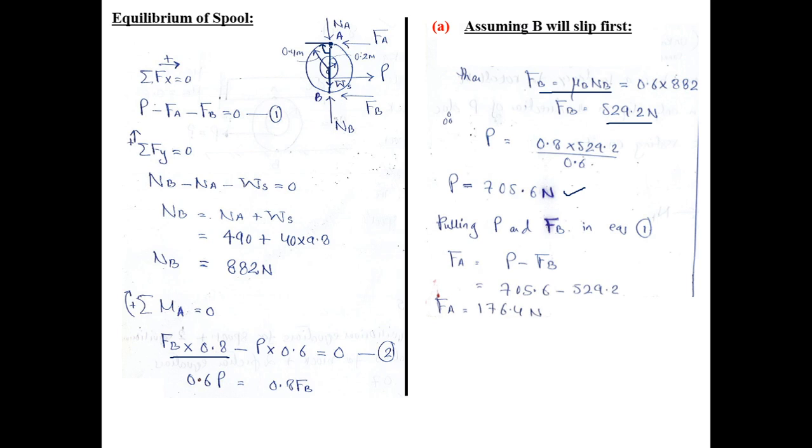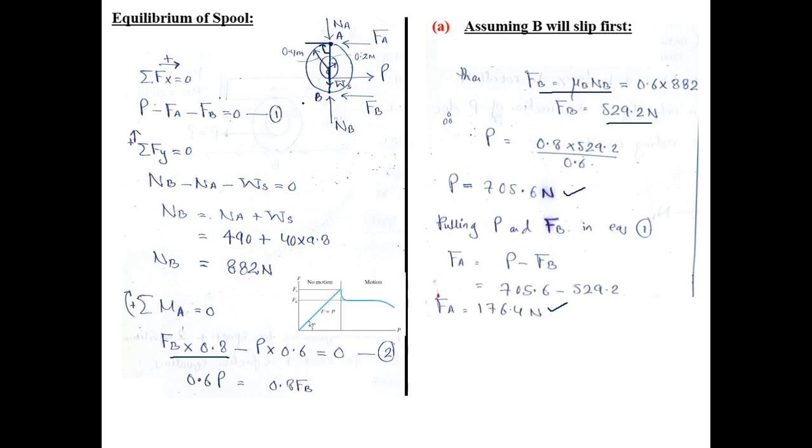Okay, so this means that we still have to calculate Fa from our equilibrium equations, right? And if we put the value of P to be 705.6 and FB to be 529.2 in equation 1, we will get the value of Fa, and that Fa comes out to be 176.4 Newton. So in order to prove that point A will remain in equilibrium, we have to apply the check. It is a must condition.